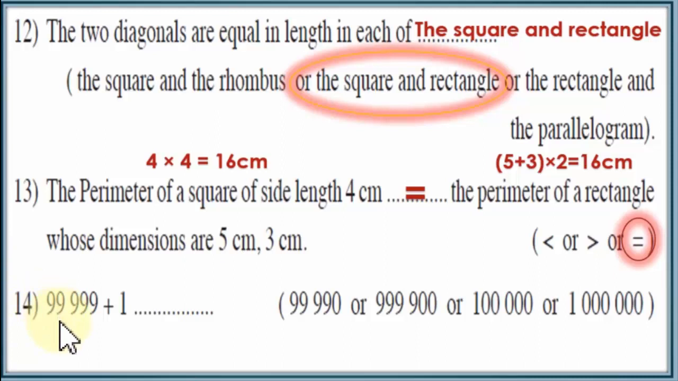Now 99,999 plus 1. The result is 100,000.